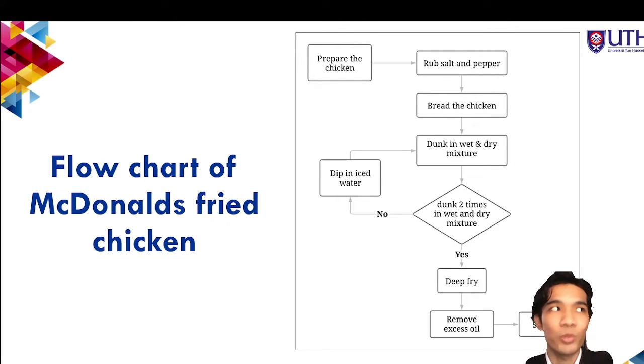This is the flow chart of McDonald's fried chicken. It starts with preparing the chicken, and next is rubbing salt and pepper onto the chicken. The chicken is then breaded before dunking in wet and dry mixture two times. The dunked chicken will be deep fried and the excess oil will be removed before serving.